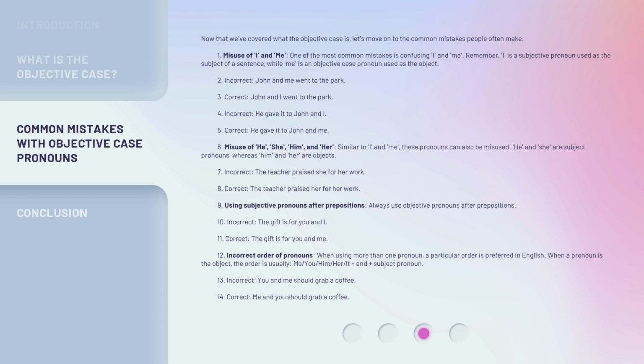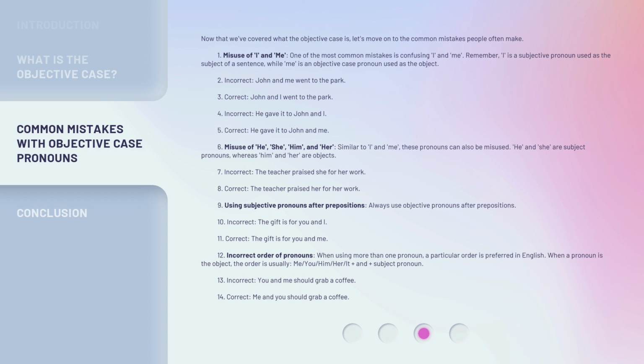9. Using subjective pronouns after prepositions. Always use objective pronouns after prepositions. 10. Incorrect. The gift is for you and I. 11. Correct. The gift is for you and me.